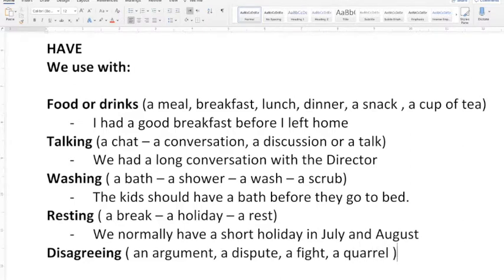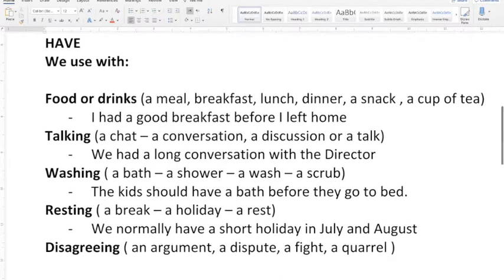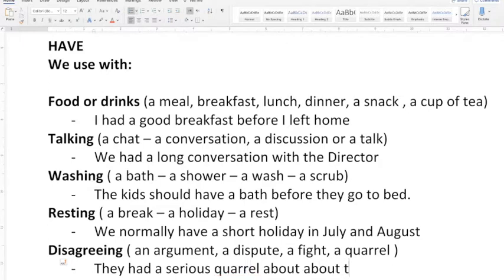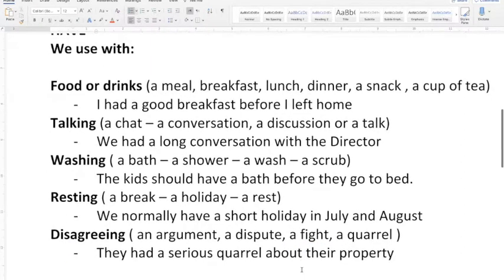All right, so for all these events, you can use the lexical verb have. I can make an example for that. For example, they had a serious quarrel about their property. Quarrel, I'm going to double the R. Right, so that is the example.